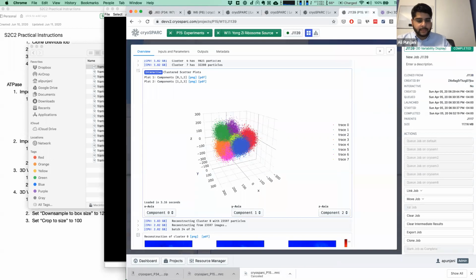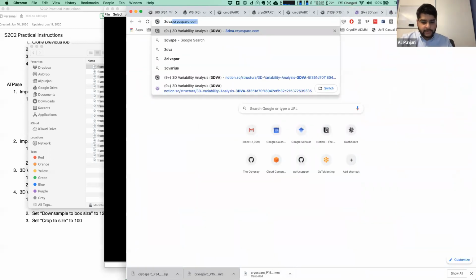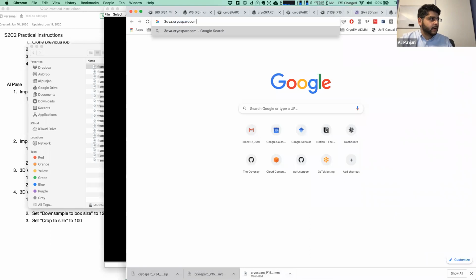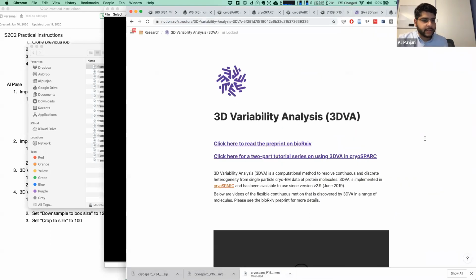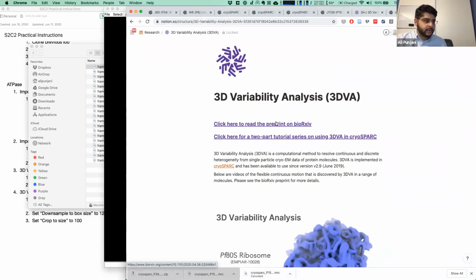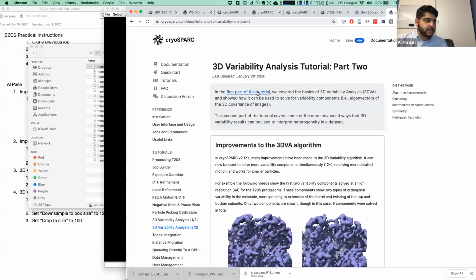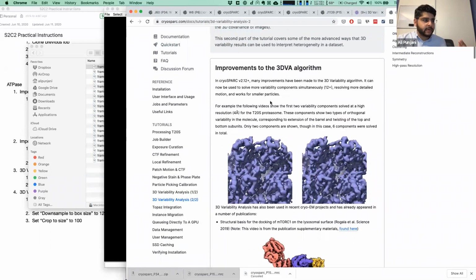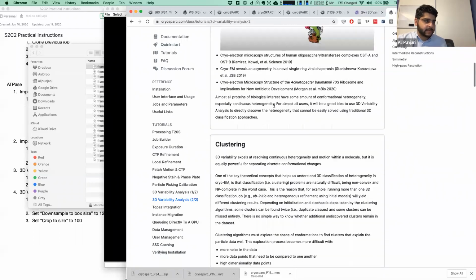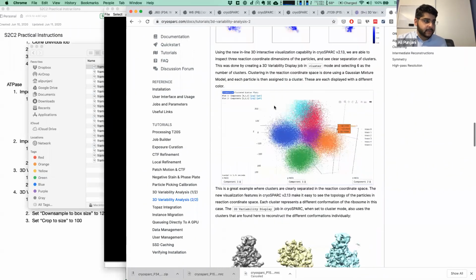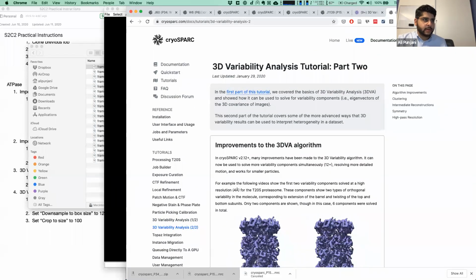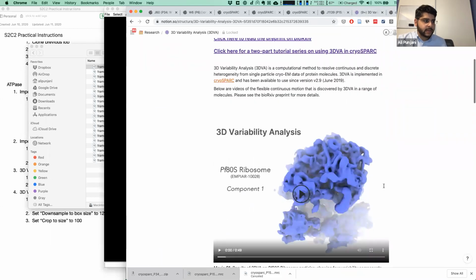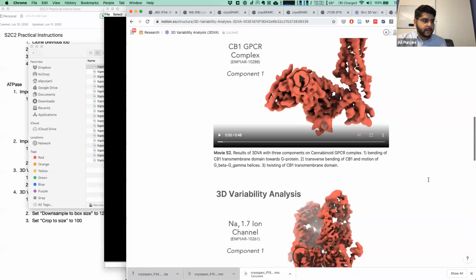First of all, if you go to 3D variability analysis, 3dva.cryospark.com, you will come to our 3D variability analysis landing page. For anyone who's interested in reading it, you can read the preprint, and you can also go to our tutorial series, which are online. There's two parts. The first part explains how to run 3D variability analysis. The other one explains more advanced concepts, masking, clustering, everything that I've talked about, and how to make these movies. So all those tutorials are all online, so I won't go into too much more detail about that. And this page also has the videos and everything else from the paper.